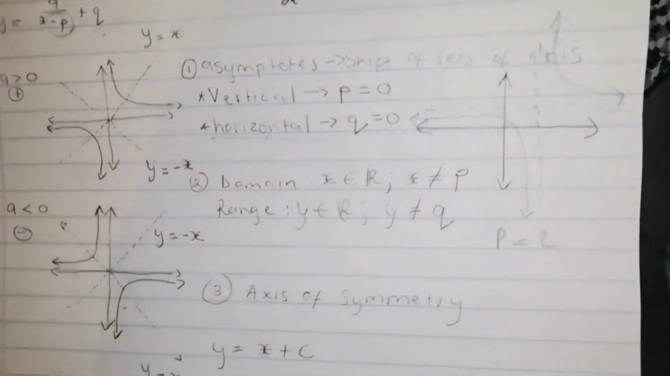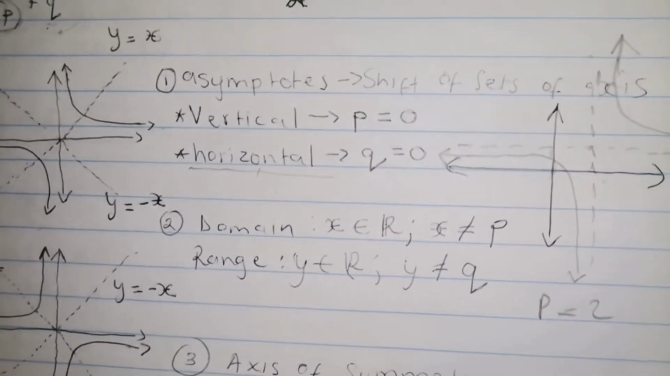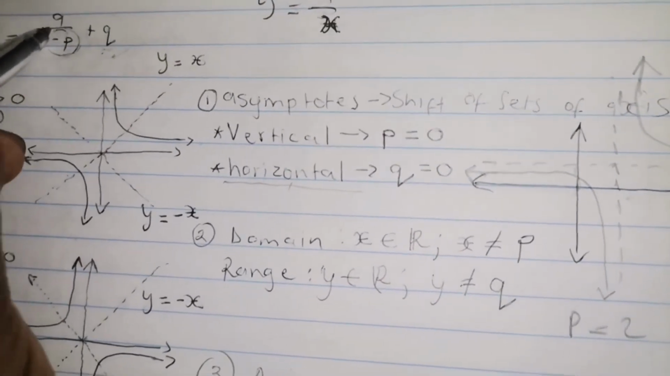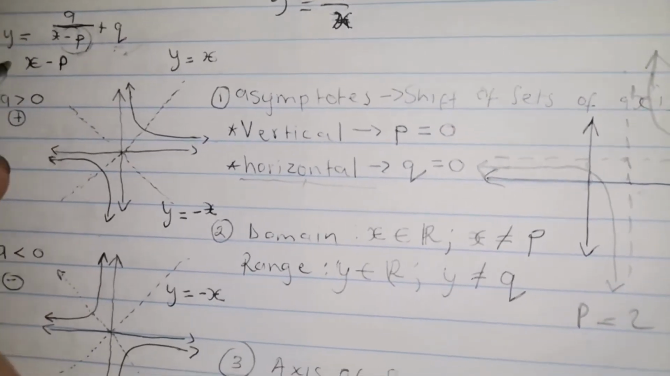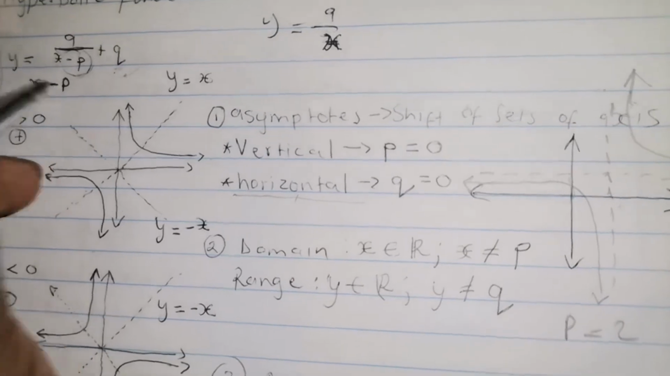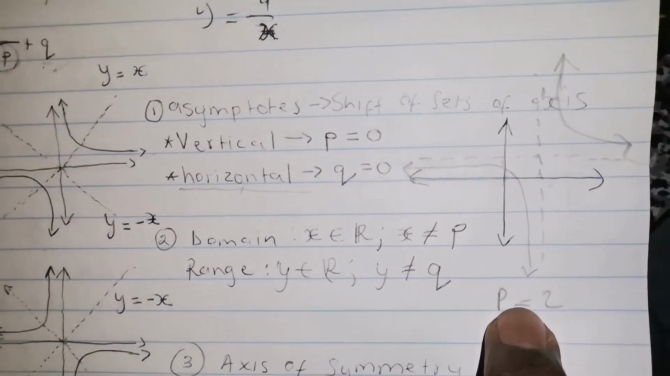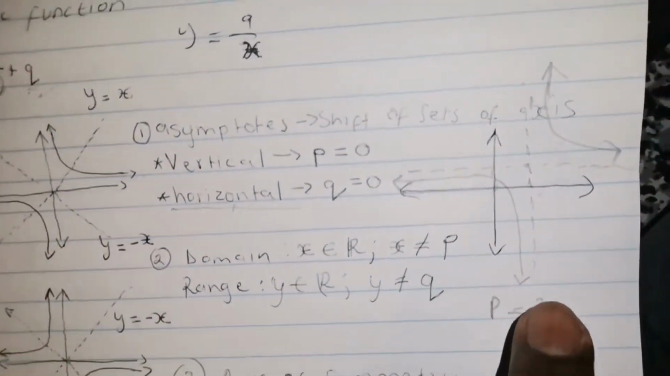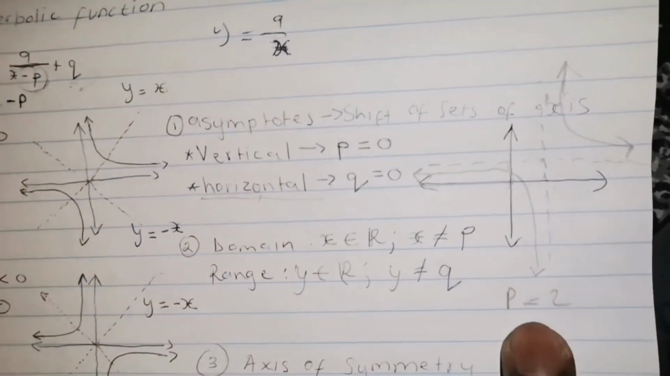Then remember asymptotes, let's come back here. The value of p changes sign when it comes out of this equation, where we have x minus p. So this p is going to change. If it's negative here, it's going to be positive when it comes to the graph. When it's positive here, vice versa, it is negative.